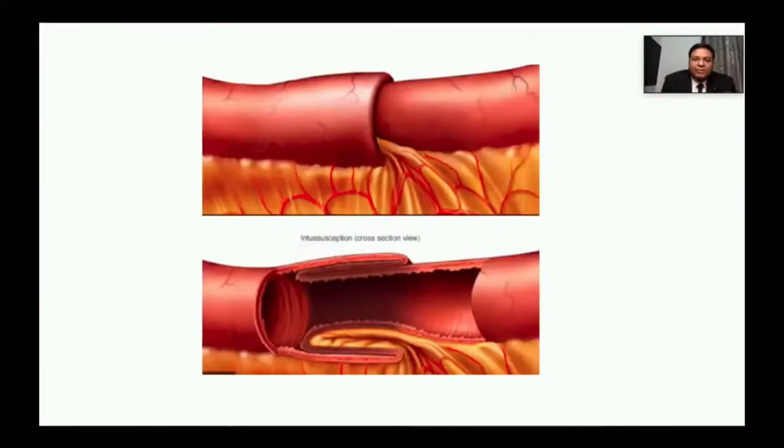Next, one important cause in children is sliding of a portion of the bowel into another portion. This is called intussusception. You can see a portion of the bowel has slid inside another portion. This type of problem is more commonly seen in children following some infections.